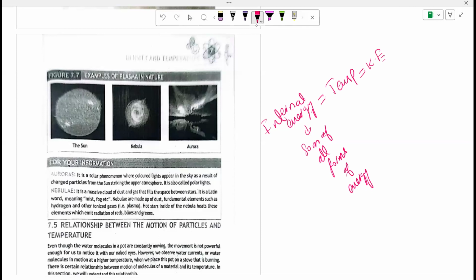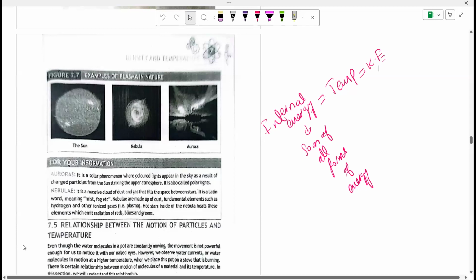Okay, what is plasma? What do you have in mind with respect to plasma? What is plasma? Plasma is like the fourth state of matter. Yes.